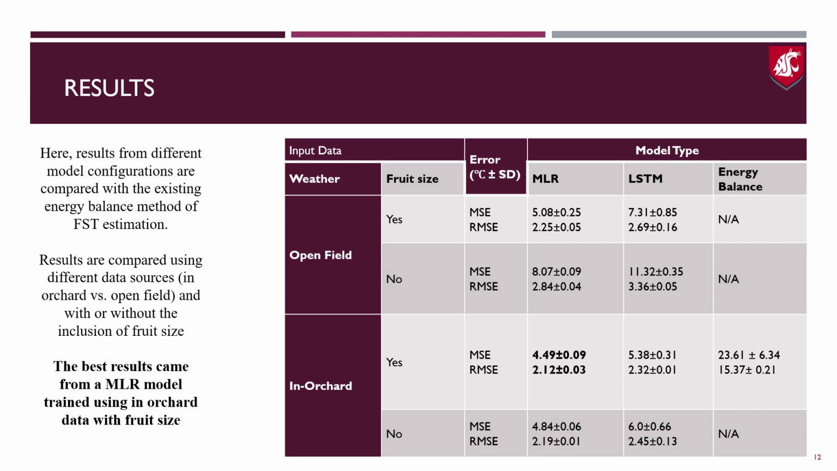Results. Here, results from different model configurations are compared with the existing energy balance method of FST estimation. Results are compared using different data sources, in orchard versus open field, and with or without the use of fruit size. The best results come from a multilinear regression model trained using in-orchard data with fruit size, with a root mean squared error of 2.12 degrees Celsius across 3 trials.